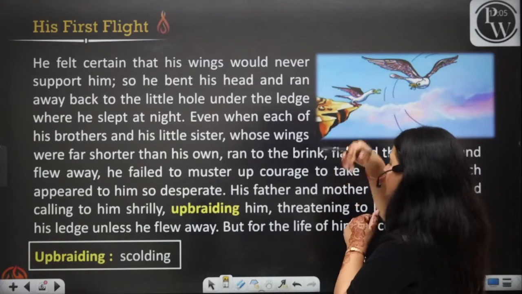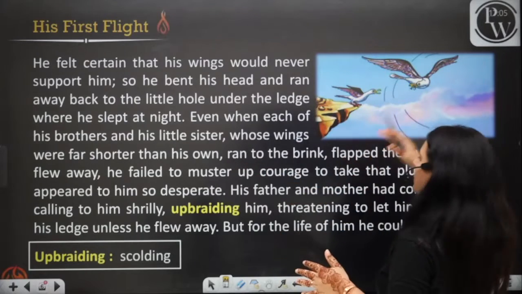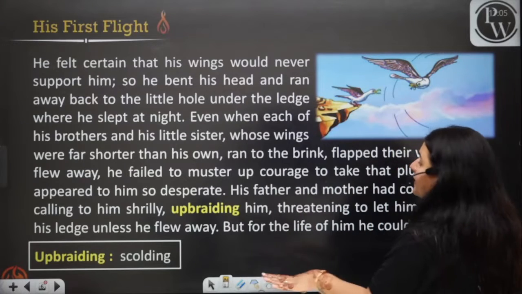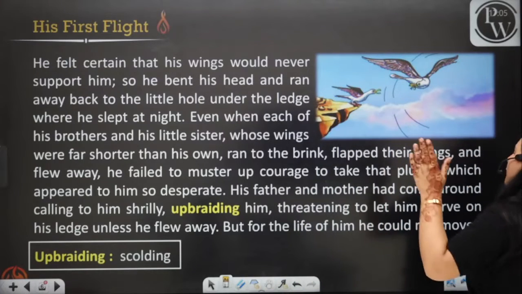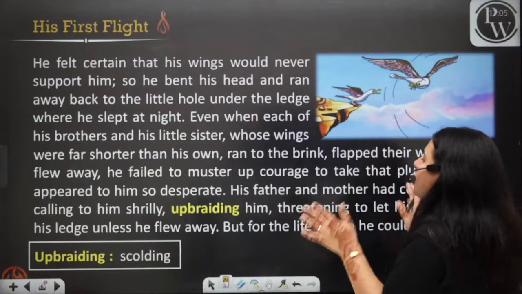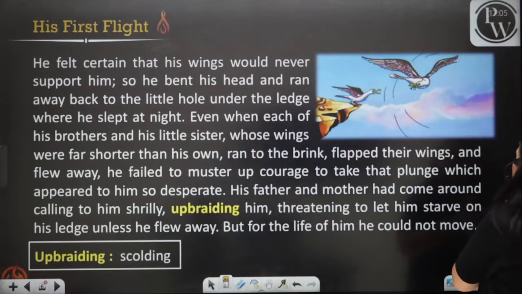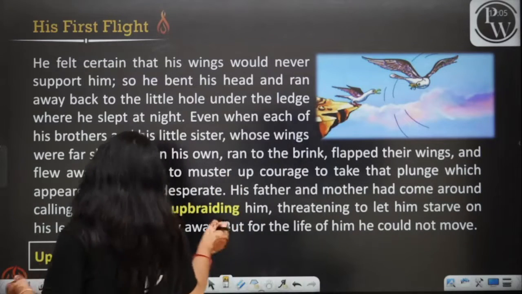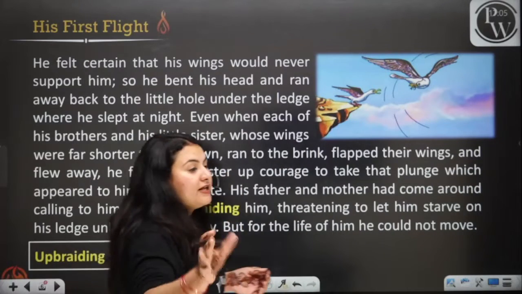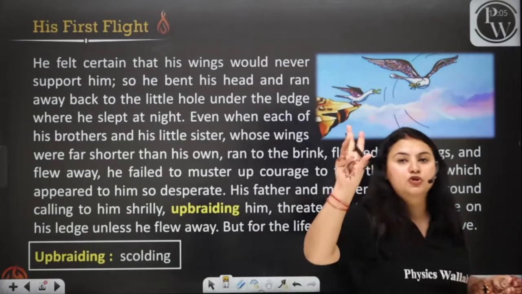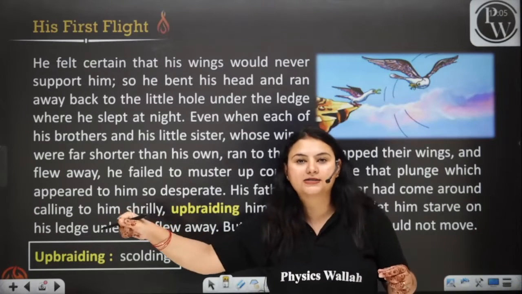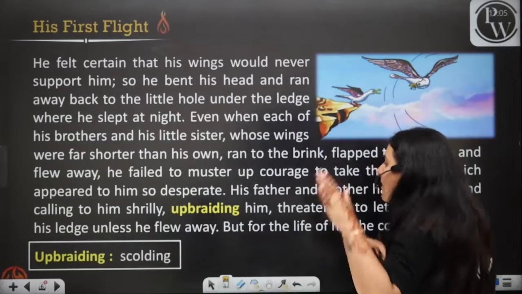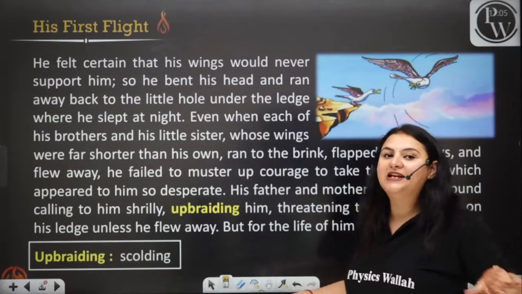Okay, so he slept at night, even when each of his brothers and little sister, whose wings were shorter than his own, ran to the brink, flapped their wings and flew away. He failed to muster up courage to take that plunge which appeared to him so desperate, even when his siblings were flying. Okay, he had two brothers and a younger sister. They had flown before him, but he was failing to muster up the courage.